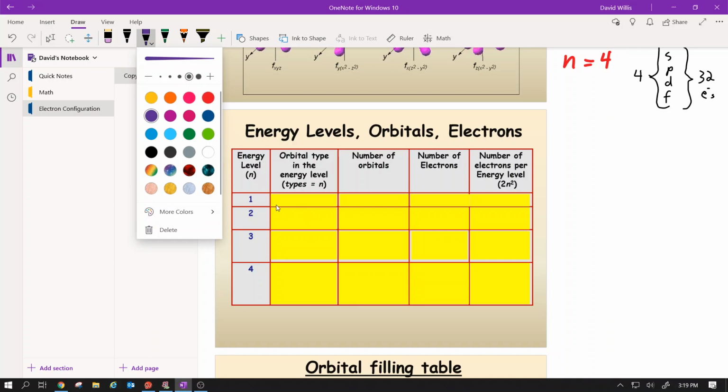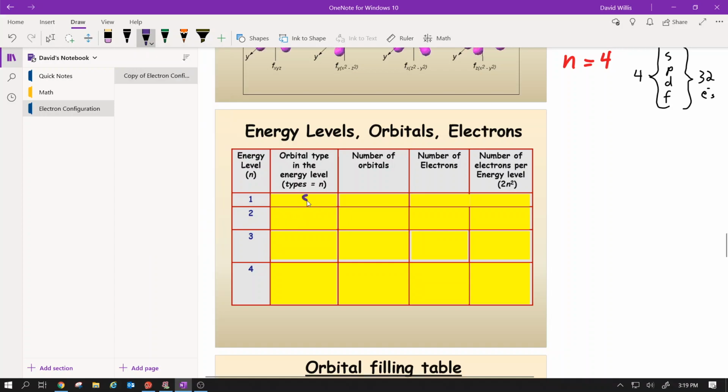Hey, in energy level 1, the only thing that we have is s orbitals. Do you write this down? Yeah, we need to write this down. This is a nice little summary page. I want you to write this down. Do you have a chart that we can write down? Well, we're making the chart.